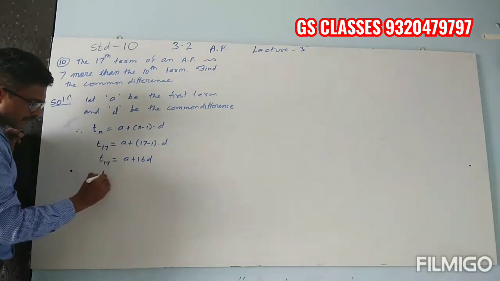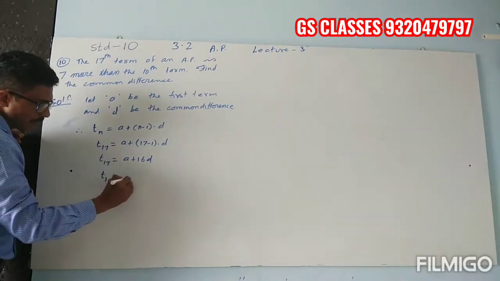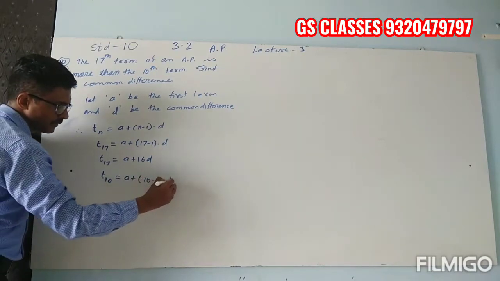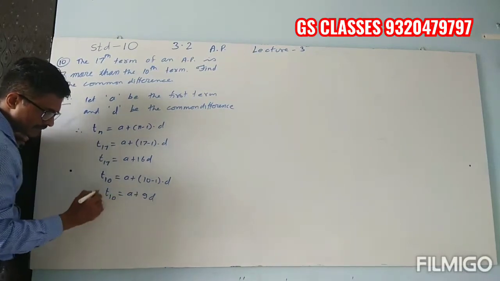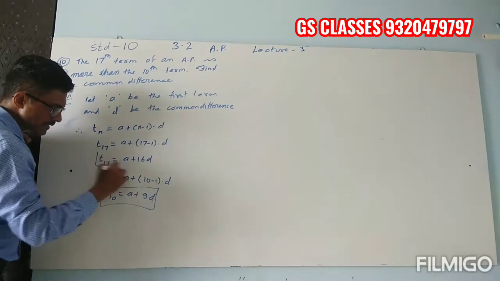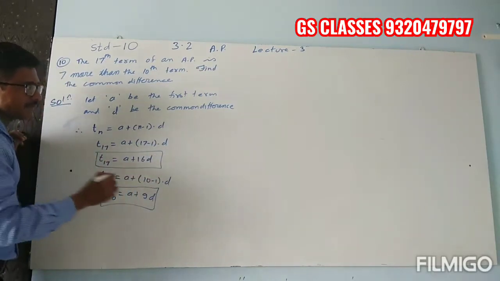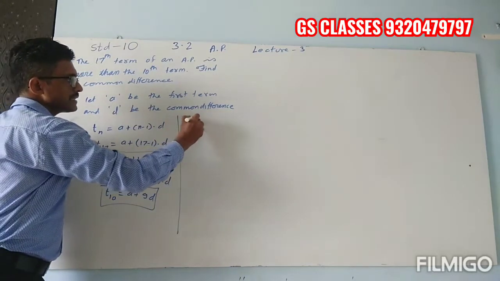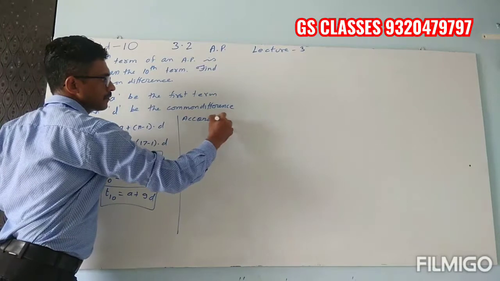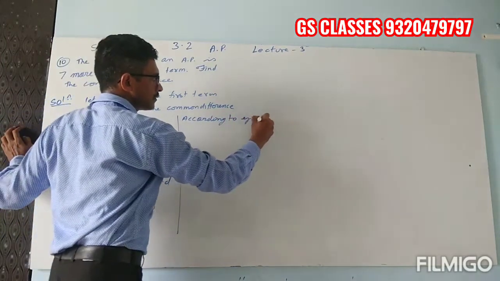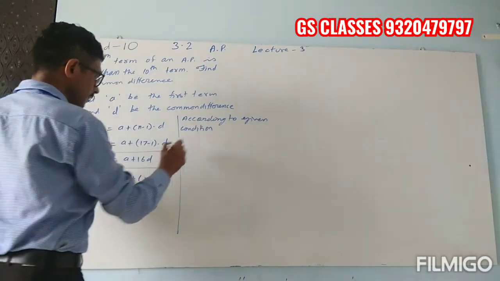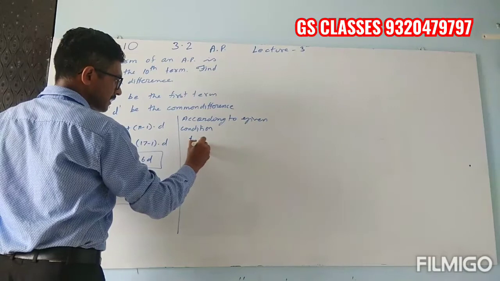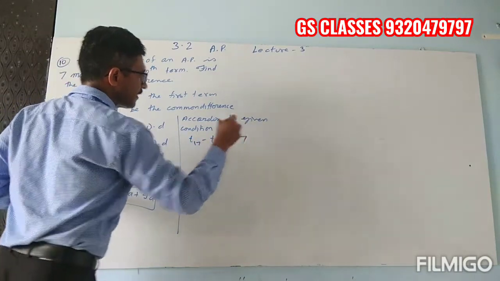After this, T10 will be A plus 10 minus 1 into D. T10 is A plus 9D. 10 minus 1 will become 9. Now this is T17 and T10. According to the given condition, T17 minus T10 is 7.